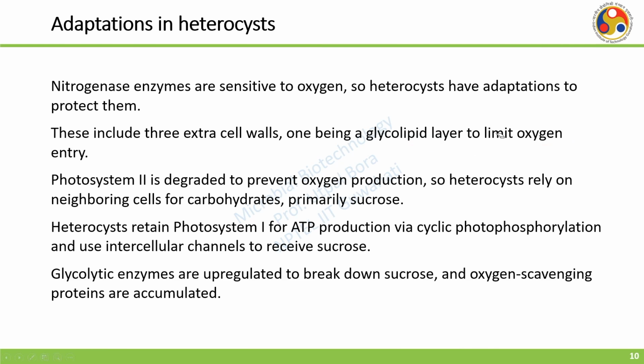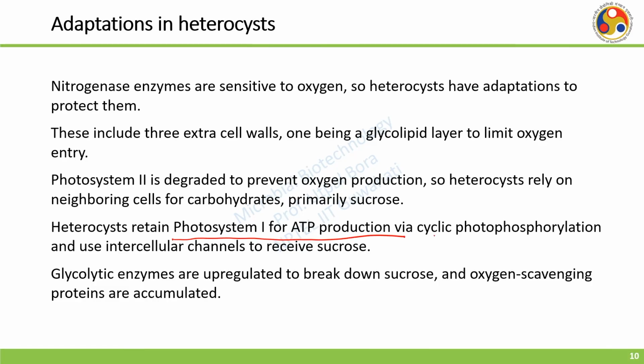Photosystem 2 is degraded to prevent oxygen production. So, you stop the source from within. Heterocysts rely on neighboring cells for carbohydrates, primarily sucrose. Heterocysts retain photosystem 1 for ATP production via cyclic photophosphorylation and use intracellular channels to retrieve sucrose. Glycolytic enzymes are upregulated to break down sucrose, and oxygen scavenging proteins are accumulated.